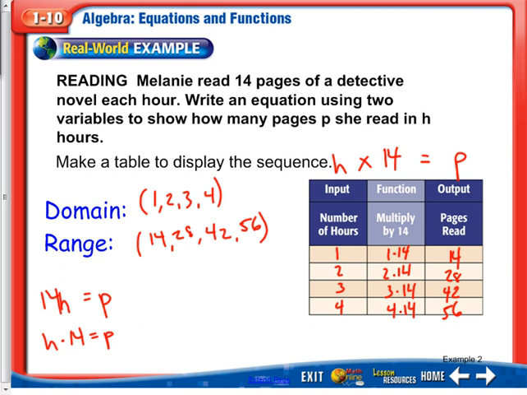Now you might be asking, well, where did I get these numbers from? 1, 2, 3, 4. I just put them in. I'm not going to pick big numbers. I'm just going to pick 1, 2, 3, 4 and plug those numbers in and see what I get for my range coming out.